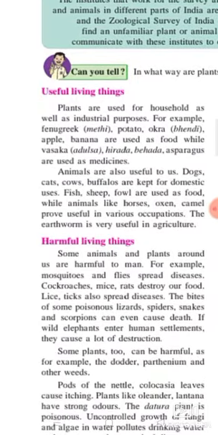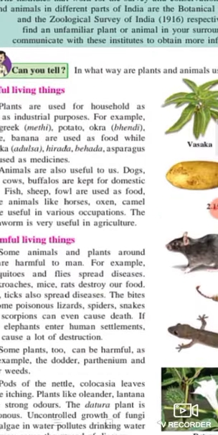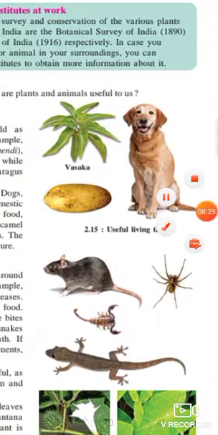Okay, in the next paragraph, animals are also useful to us. Dogs, cats, cows, buffaloes are kept for domestic uses. Fish, sheep, fowl are used as food, while animals like horses, oxen, camel prove useful in various occupations. The earthworm is very useful in agriculture. Okay, I will show you here.